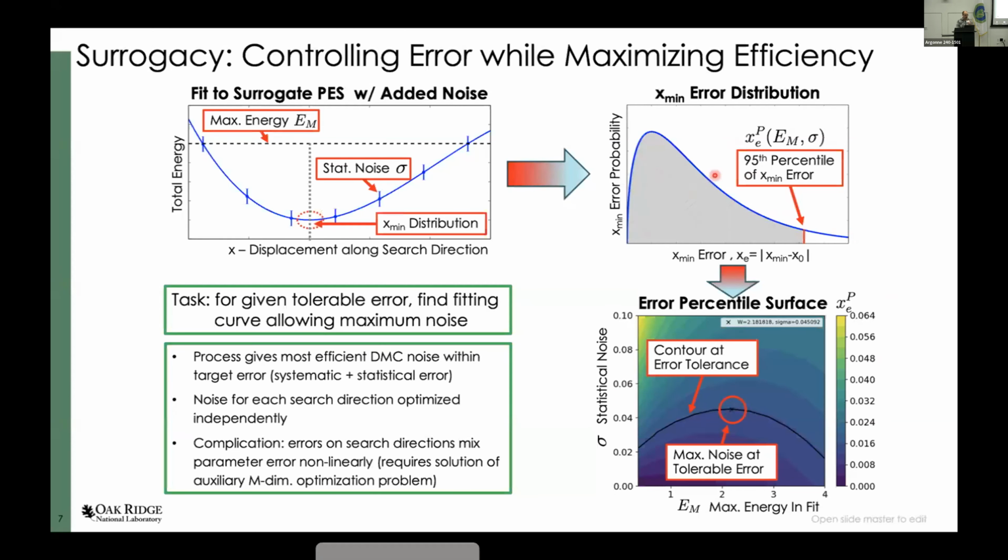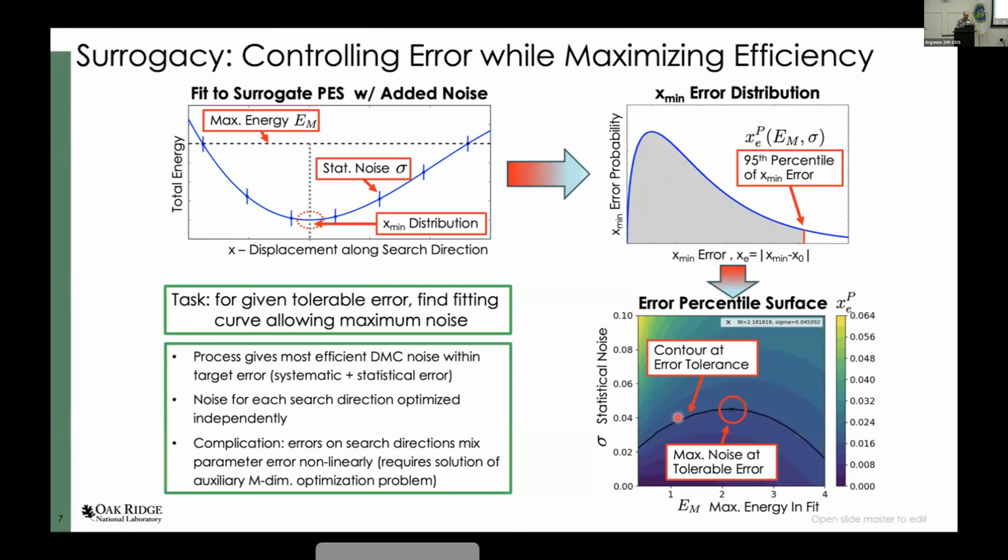So what we actually do inside the code before any DMC is run, just based on the surrogate, is we build up a surface like this based on the 95th percentile of this confidence interval. This forms a 2D sheet where you have this kind of window size and statistical noise. You say, I want to match this tolerance that sets a contour on this surface, and you can just scan the grid extent to maximize the statistical noise that remains within your tolerance.